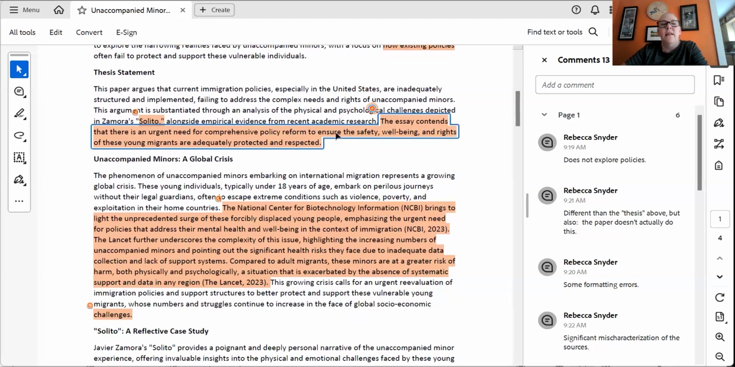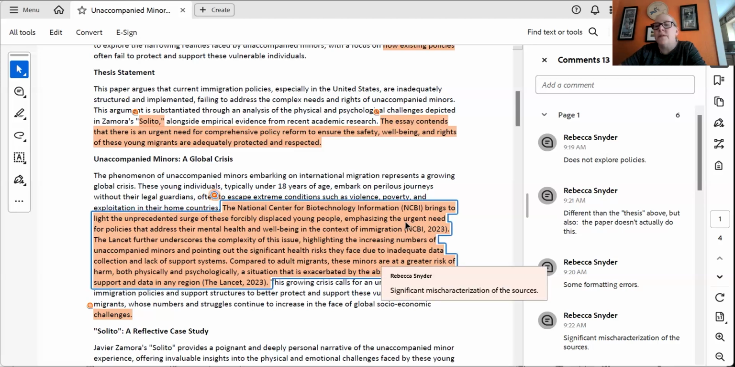So its thesis is that there's an urgent need for comprehensive policy reform to ensure the safety, well-being, and rights of these unaccompanied minors, to ensure that they are adequately protected and respected. This whole section is really an emotional appeal that the unaccompanied minor issue is important. It says that it's a growing problem, but it doesn't really say how much it's growing. It doesn't provide any statistics. And both of these quotations are massive mischaracterizations of what's actually in those articles. And they aren't quoted, actually. It's incapable of quoting. And if it puts quotes around something, it is almost certainly a lie that that's an exact quotation. And they'll pick up on that too.